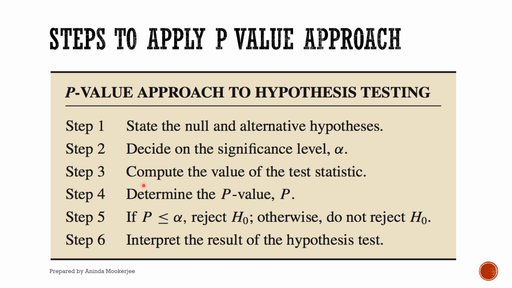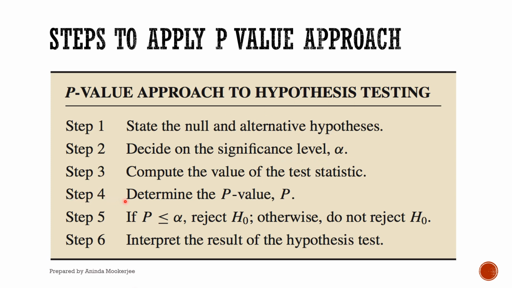Now here's a compilation of the steps to use the p-value approach. The first 3 steps are common to both the critical value approach and the p-value approach. So step 1 says state the null and alternate hypothesis. Step 2, decide the significance level alpha. Step 3, compute the value of the test statistic. All right, so these 3 steps apply to the critical value approach as well.